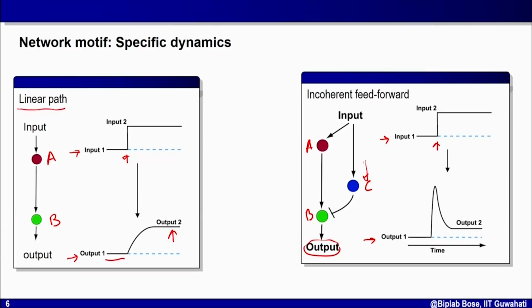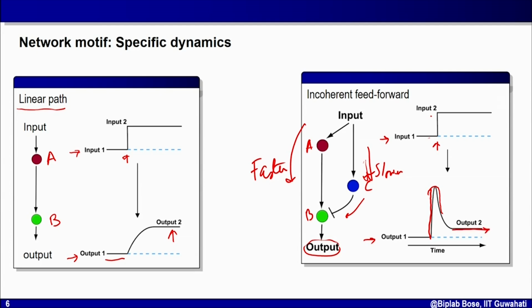Now imagine if this path is faster than this path, which is slower, then what will happen? As you jump input from input 1 to input 2, this faster path will increase the output, but after it has reached a certain level, by that time this negative path will catch up and it will try to inhibit the process, so output will drop and then eventually it will settle at a lower value.